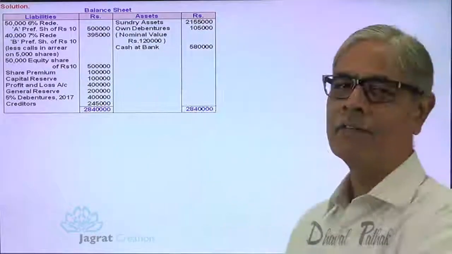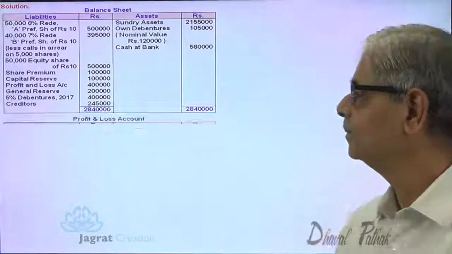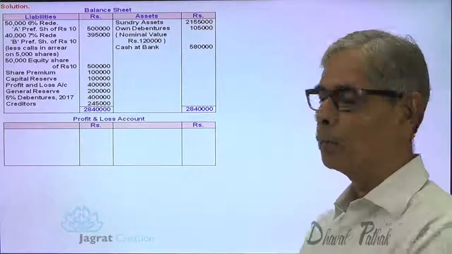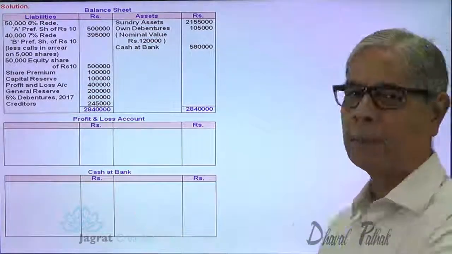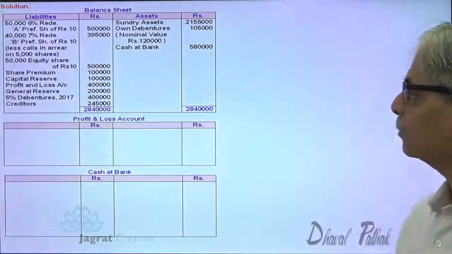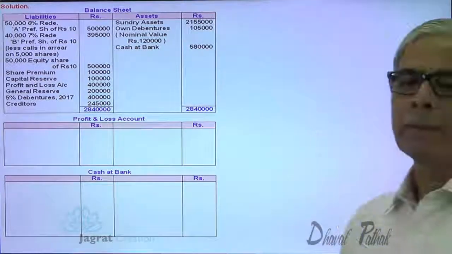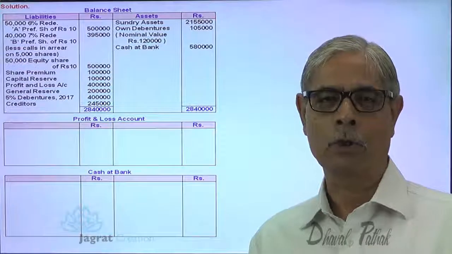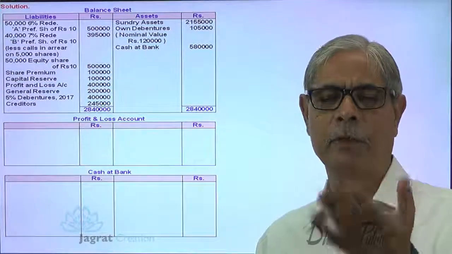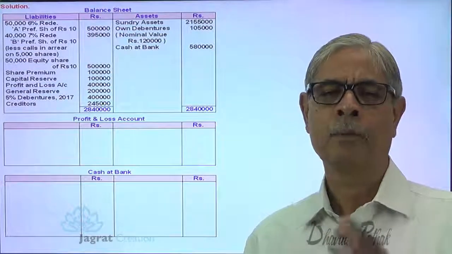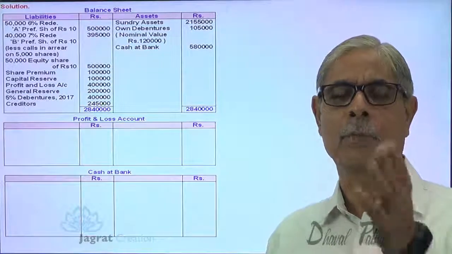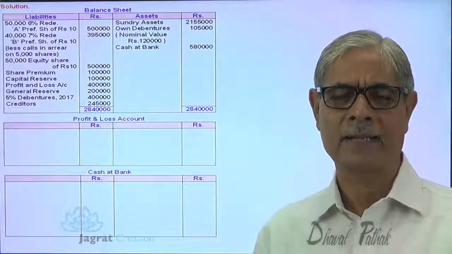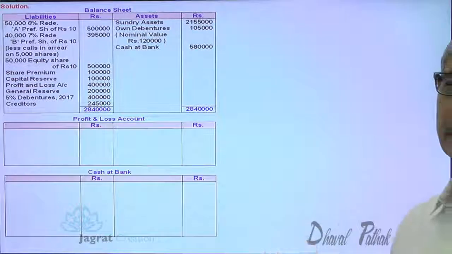This is the balance sheet given to me. Here I am going to prepare profit and loss account. Here I am going to prepare cash and bank account. Here I am going to prepare so many accounts. Debentures account, preference share capital, 2 types of preference share capital account, security premium account, general reserve account, premium on redemption of debentures account, premium on redemption of preference shares account. All those accounts are required to be prepared. And you know the limitations of the screen.